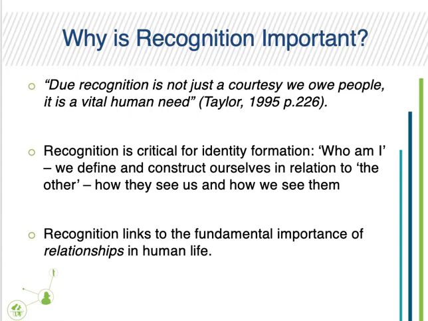Taylor says that recognition, or due recognition, is not just a courtesy that we owe people, it is a vital human need. So we're not talking about recognition here as a nicety, and we're not talking about it as an award that we give somebody at school. We're talking about it as something that is critical for identity formation and answering the question, who am I? Because we define and construct ourselves in relation to the other. We only come to know who we are by being in relationship with others, how they see us and how we see them. So, in essence, this concept of recognition suggests that we can't experience recognition outside of the context of relationships. Relationships are critical to recognition.